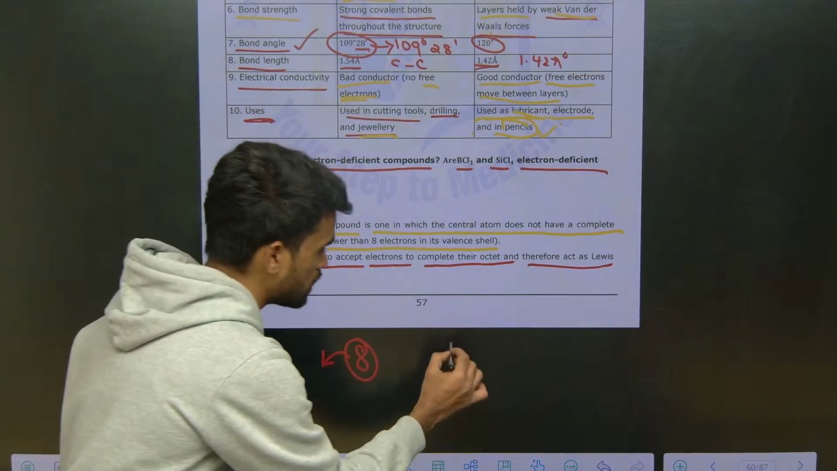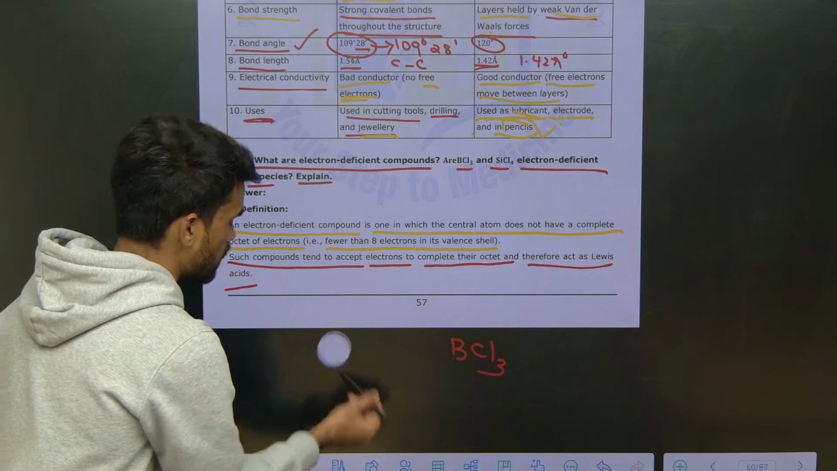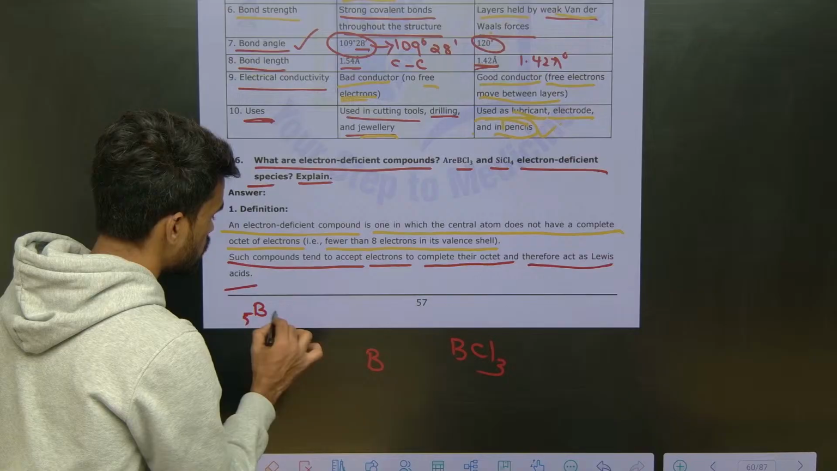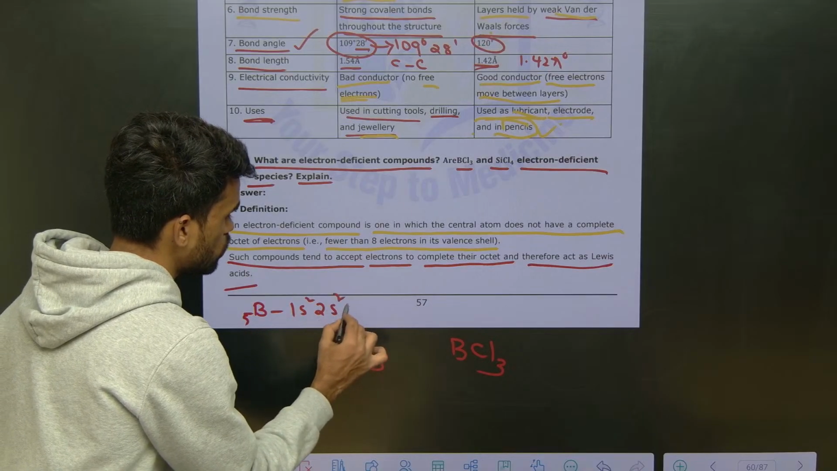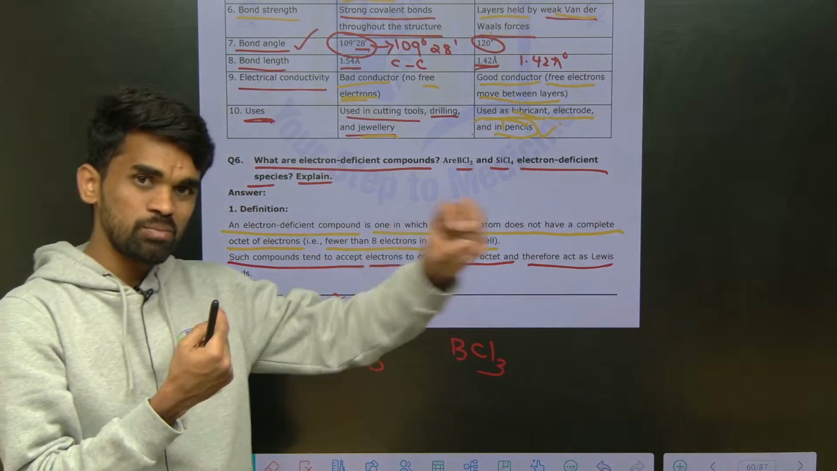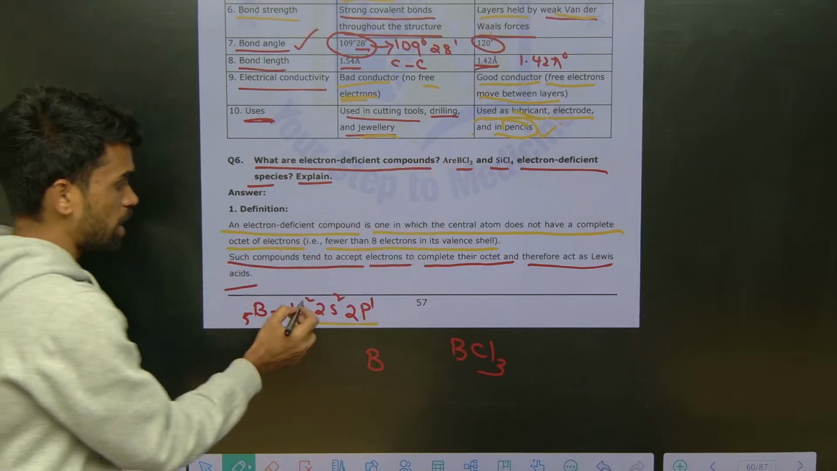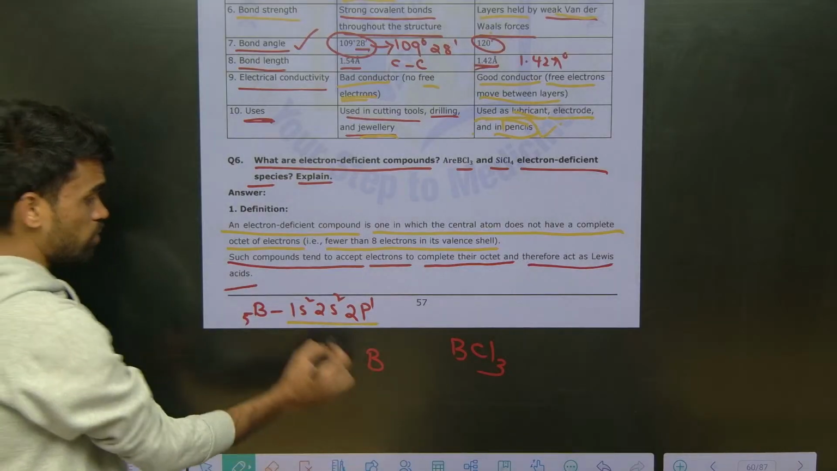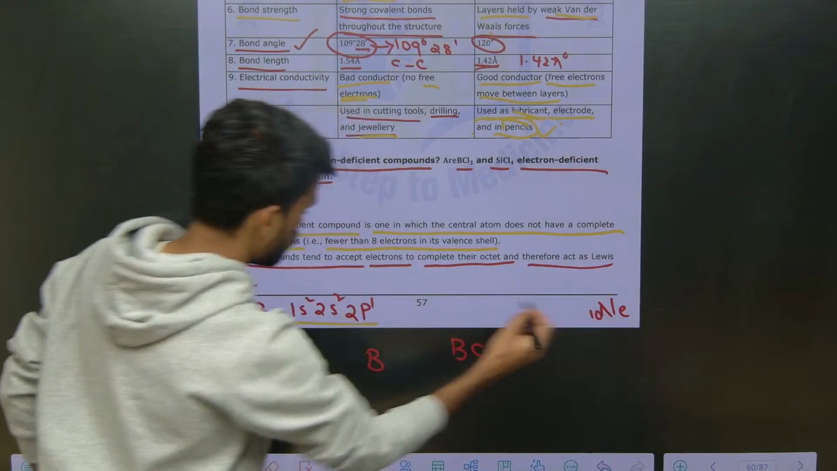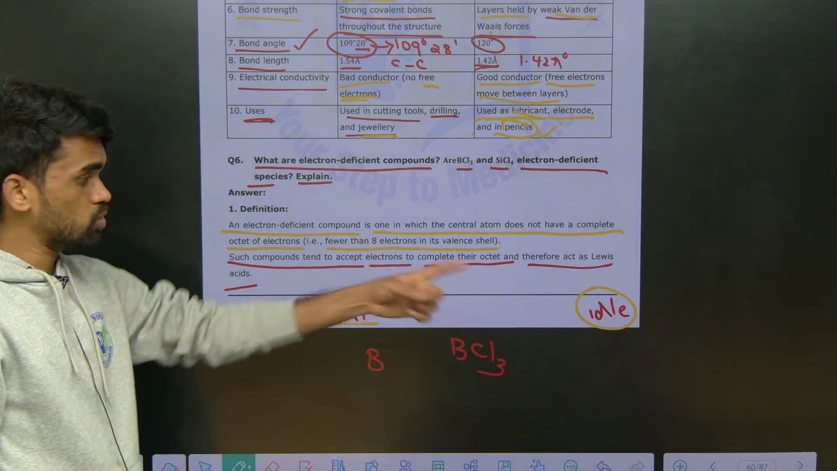The best example I am writing is BCl3. We know boron has only 3 valence electrons. What is the electronic configuration? Boron's atomic number is 5, so you can write 1s2, 2s2, 2p1, a total of 5 electrons. The nearest noble gas is neon, whose atomic number is 10, so here only 5 are there and it still requires 5 electrons to get that noble gas configuration.